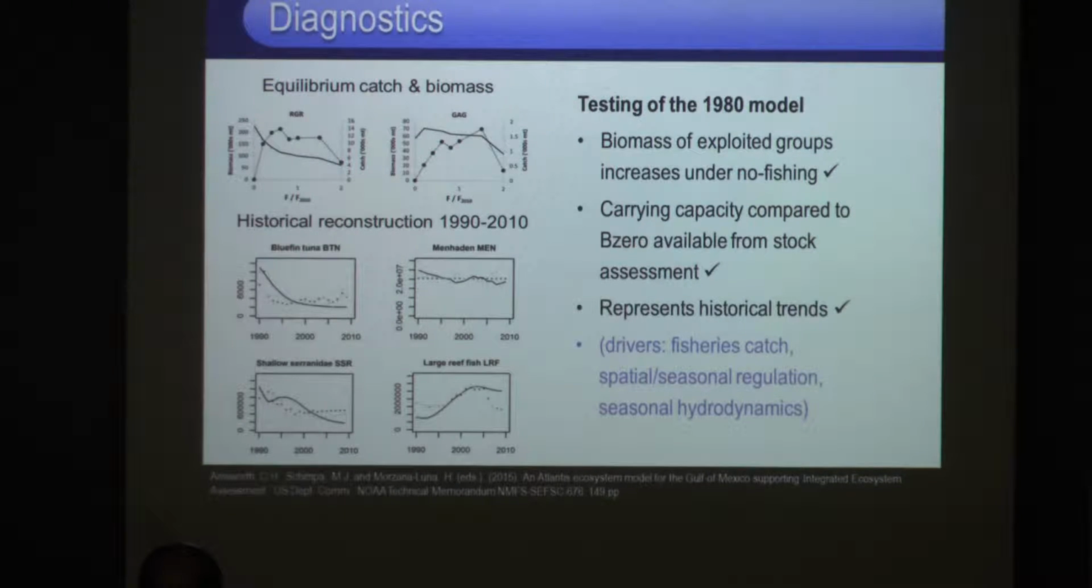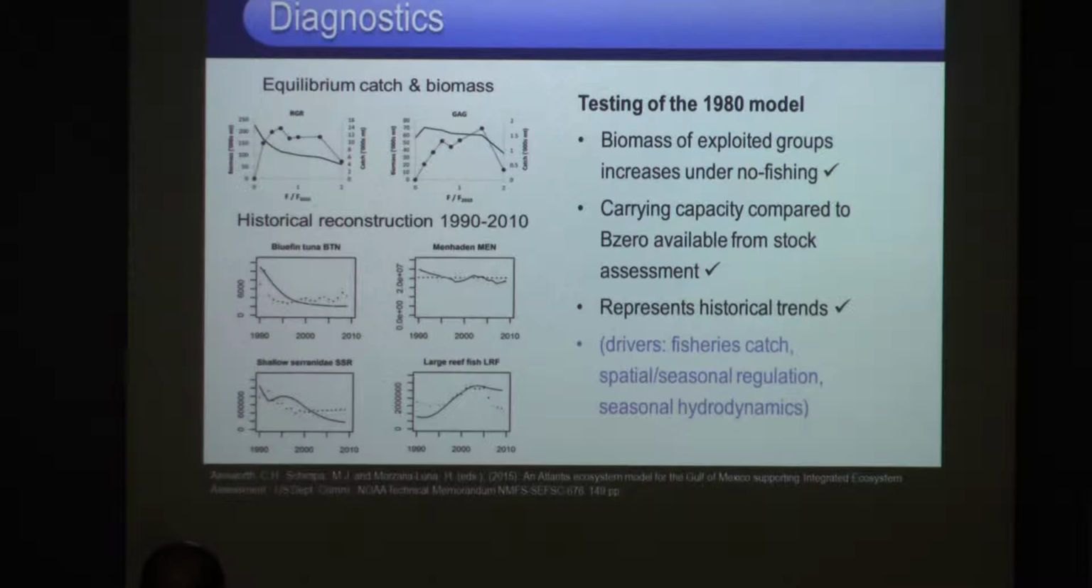This is some of the diagnostic tests that are included in the tech memo. We produced equilibrium catch and biomass curves up here, which are equivalent to the type you would see in a single species stock assessment. So from this we can estimate the MSY and the B0, or the virgin biomass of these species. And that's a way of confirming that the productivity of these groups falls within a realistic range and the behavior is comparable to a single species model.